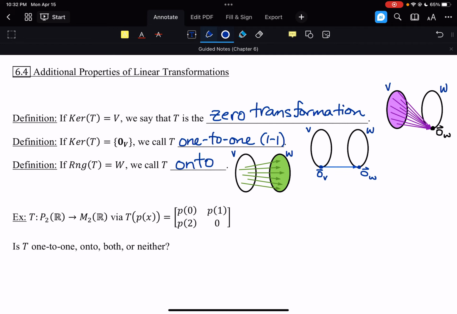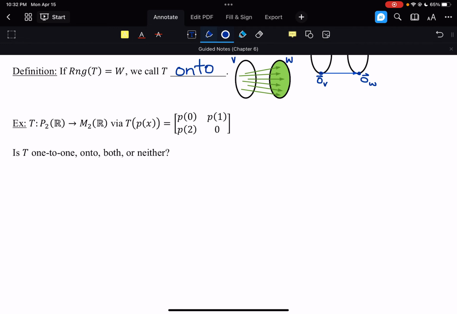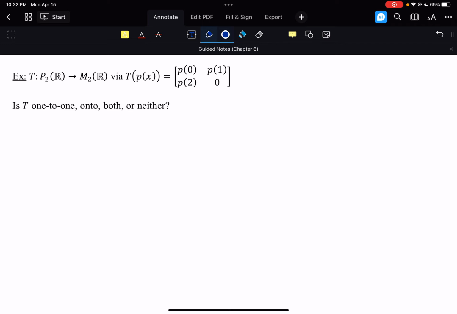So let's take a look at an example. We're transforming P2 to M2, given a transformation of a polynomial of degree 2 or less, where T of p of x equals the 2x2 matrix with entries p of 0, p of 1, p of 2, and 0. Is T 1-to-1, onto, both, or neither? So we need to look at the kernel of the transformation. This is all the inputs.